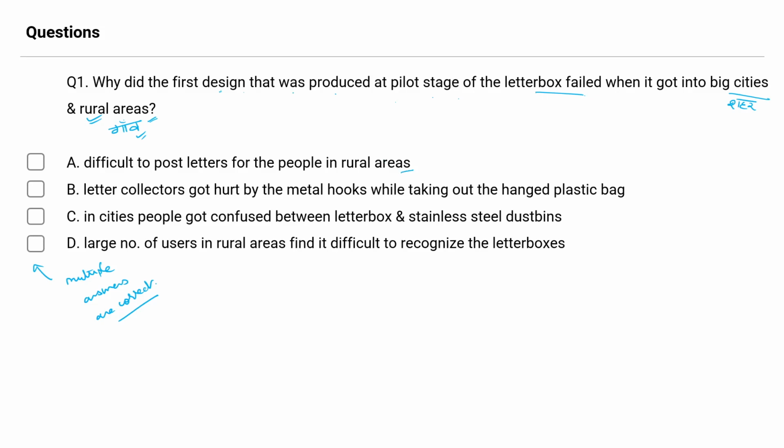They are finding difficulty in posting the letters. Second option is letter collectors got hurt by the metal hooks while taking out the hanged plastic bag. So there were hooks and the bag were there. These are basically the lowest grade clerks in the post office who go and collect the letters which are posted. They have a certain duration, certain cycle. So they were getting hurt while taking out the plastic bags.